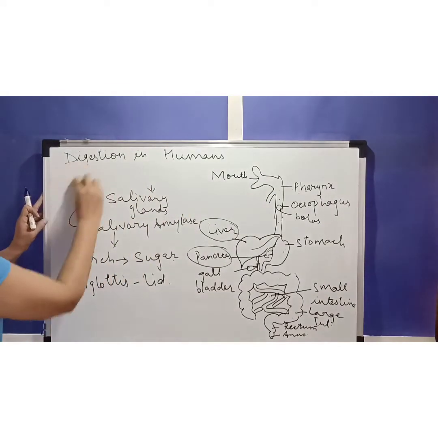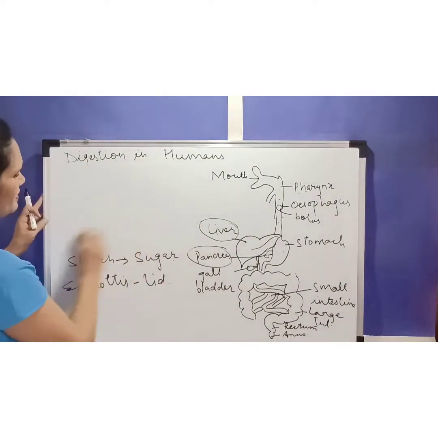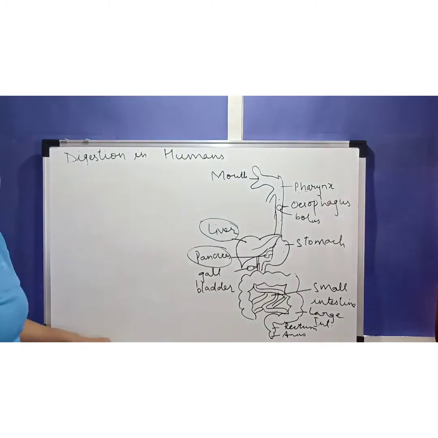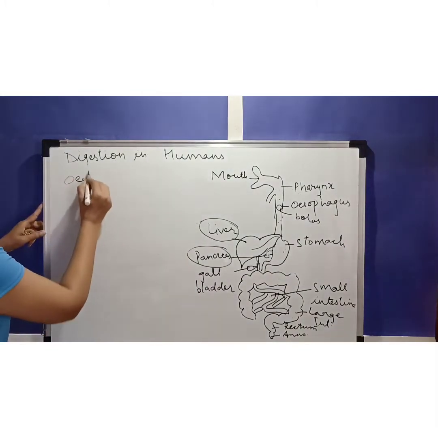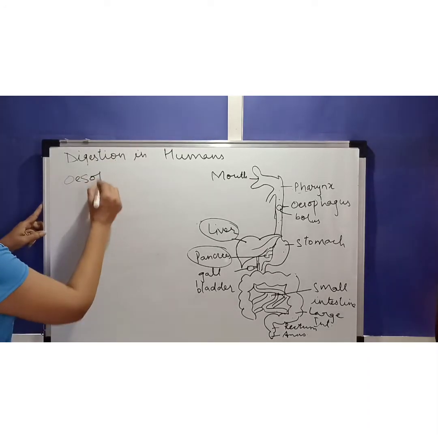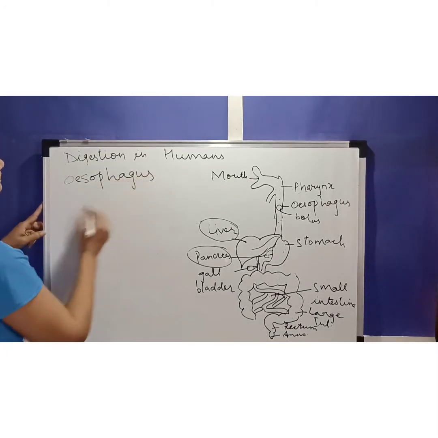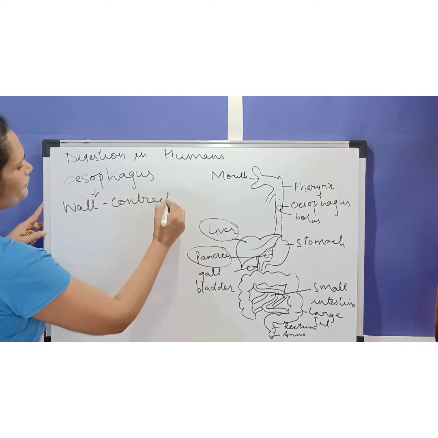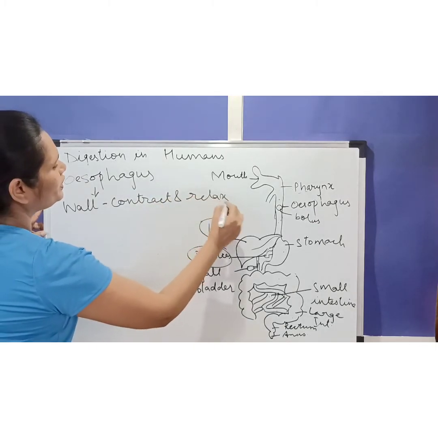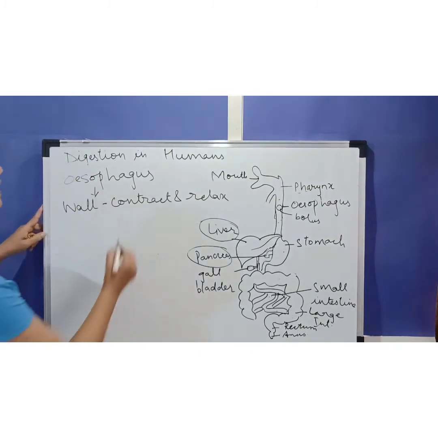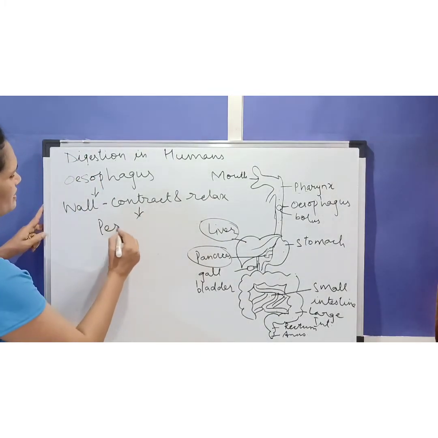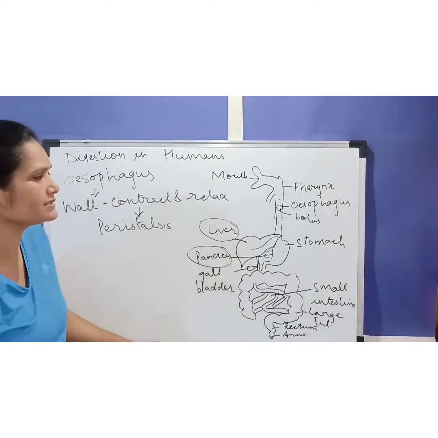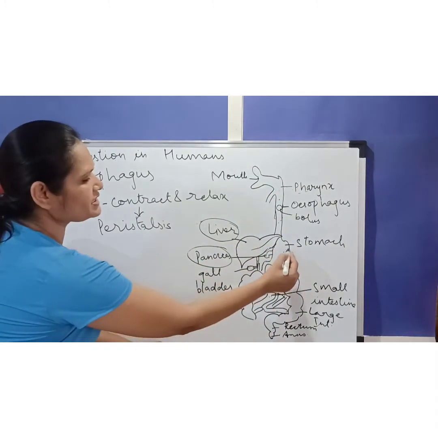In the esophagus, the food reaches from the mouth, and the esophagus is a long pipe-like structure and it is muscular. So the walls of the esophagus contract and relax. Due to this contraction and relaxation, the food moves down, and this contraction and relaxation is called peristalsis. Because of this peristaltic movement, the food moves down and reaches the stomach.